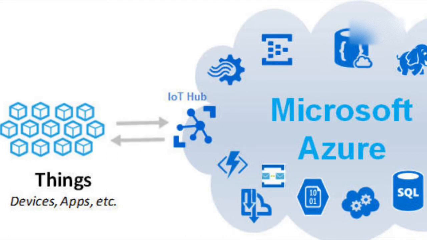So there are two services with Azure for IoT. One is IoT Central and the other is IoT Hub. IoT Central is like a software as a service, and Hub is like a platform as a service. So in this video, I'm going to show you IoT Hub, which is platform as a service. So this IoT Hub will connect to the other Azure ecosystem.